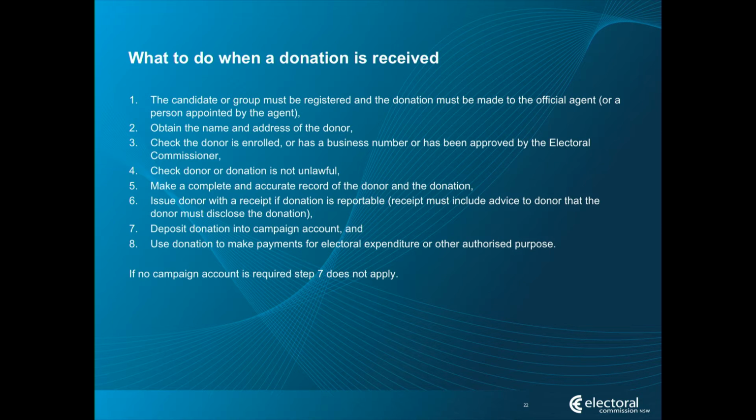What to do when a donation is received? 1. The candidate or group must be registered and the donation must be made to the official agent or a person appointed by the agent. 2. Obtain the name and address of the donor. 3. Check the donor is enrolled or has a business number or has been approved by the Electoral Commissioner. 4. Check the donor and donation is not unlawful. 5. Make a complete and accurate record of the donor and the donation. 6. Issue the donor with a receipt if the donation is reportable. 7. Deposit the donation into a candidate account. And finally, 8. Use the donation to make payments for electoral expenditure or other authorised purpose. If no campaign account is required to be kept, then Step 7 does not apply.